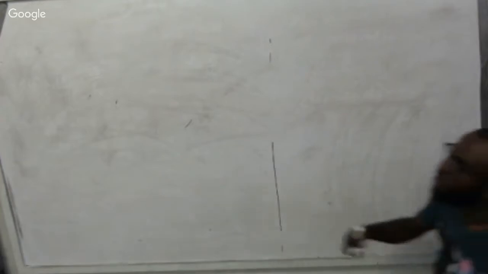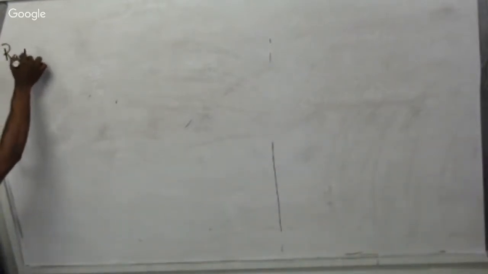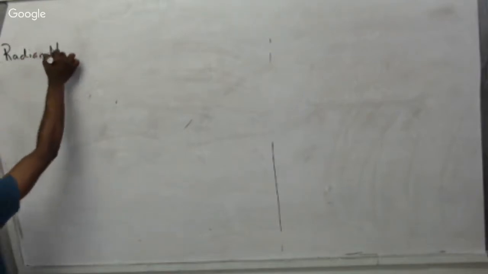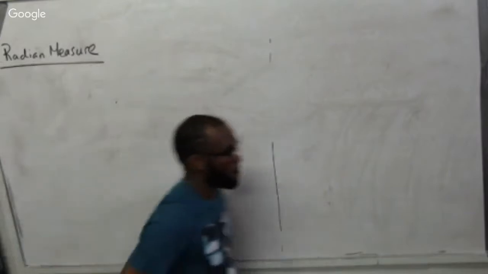Radian measure is also called, anybody know? So I guess I have no additional mathematics students here. Yes? It's called circular measure.